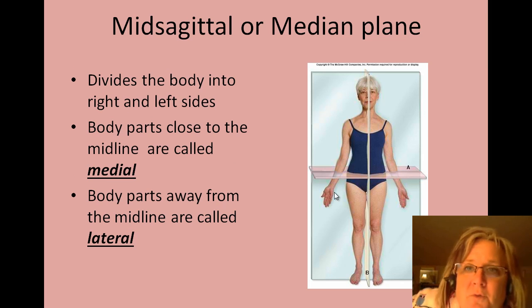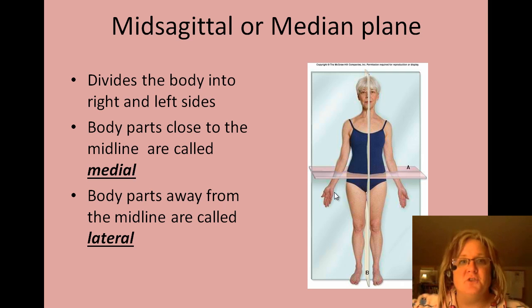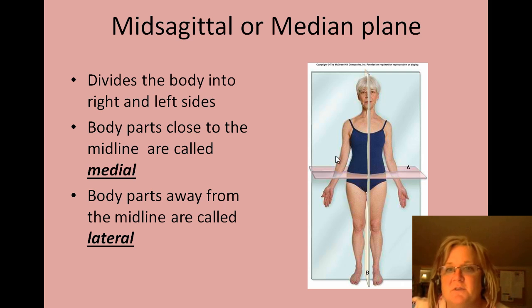The mid-sagittal or the median plane divides the body into right and left sides. As you can see in this figure here, we have right and left sides, and she is in anatomical position. Body parts close to the midline, this would be the midline, are often referred to as medial. Okay? Body parts away are often referred to as lateral. Okay, the sides, lateral.